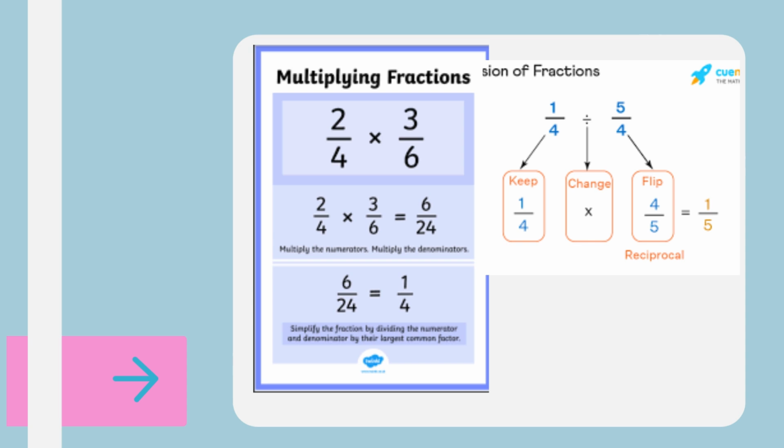Okay, let's do it. We have 4 times 1, 4, 4 times 5, 20. Then you simplify it. But the easiest way to do it is to take the 4 in the numerator of 4/5 and the 4 in the denominator of 1/4, and divide them out. So we have 1/5.